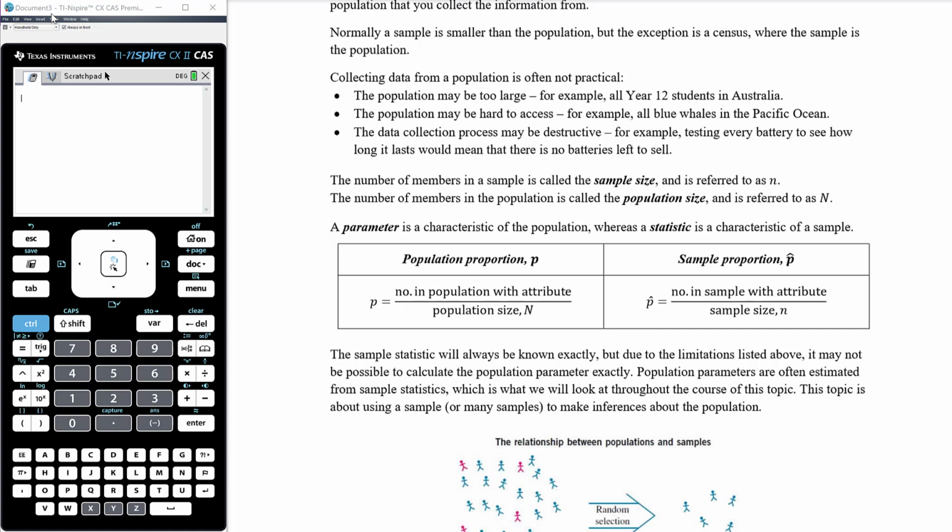In the sample, that would be called the sample proportion, and the notation we would use for that would be p hat. So p hat is the number of people in the sample with the attribute divided by the sample size. And really the whole thing that we're going to be looking at over the course of this topic is how do we use the sample proportion to make inferences about the population proportion.